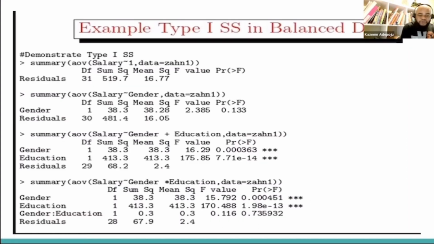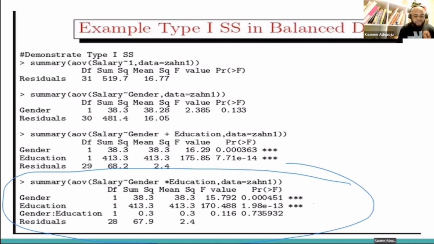But let me first show you the results here, and you're basically going to understand what I'm trying to say. Take a look at this. I want you to focus on this one. What did I use as factor A here? Gender. I use gender as factor A, and I use education as factor B.